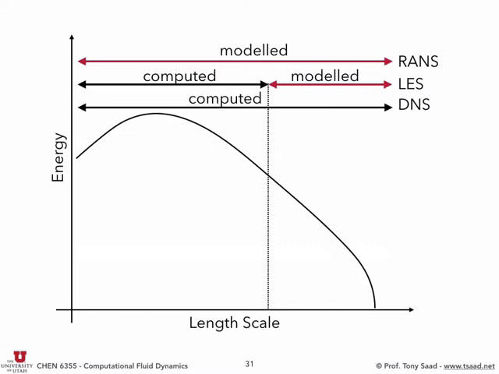Any eddies that are smaller than the grid, you can't resolve those. And if we mark that point by this dashed line, we're going to compute all of these, and we're going to model everything below. But you want to make sure that, if your LES model is consistent, you can keep moving this line over, and you're going to recover DNS. As you refine your grid, you will recover DNS. And then with RANS, we model everything. Whatever, I don't care about your grid resolution. Well, we care somewhat, but the idea is we're just going to model everything. Okay. So let's start with DNS.